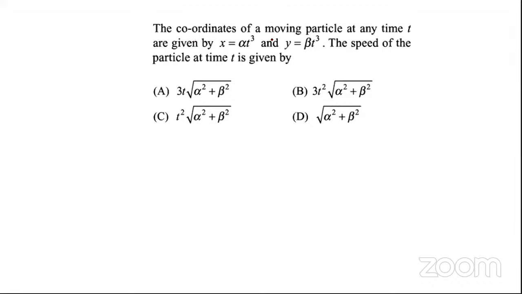The coordinates of a moving particle at any time t are given by x and y. The speed of the particle at time t is given by. All right, you have 2 minutes to solve this one.